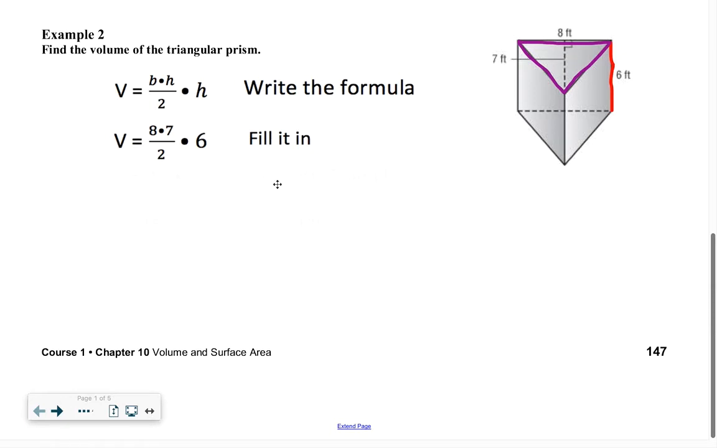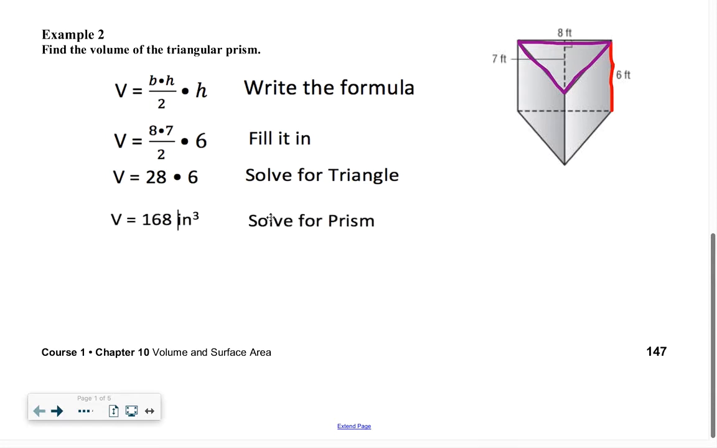All right. Once I have that, I'm going to solve for my triangle, which is 8 times 7 divided by 2, which is 28. And then I'm going to write times 6 because I haven't done anything with it yet. My step 4, solve it. I get 168 inches cubed.